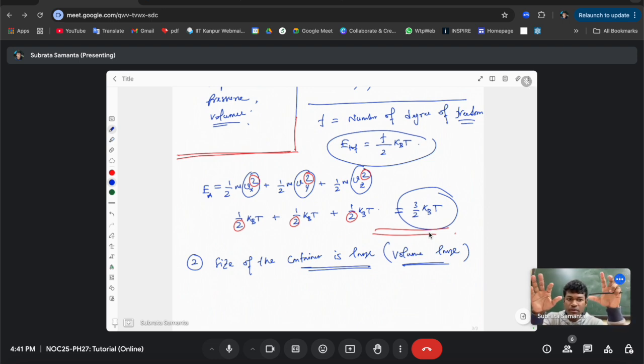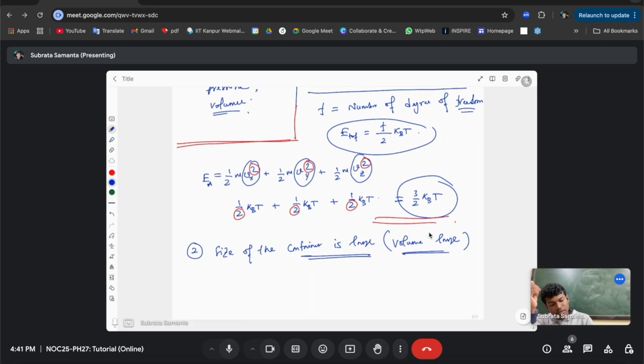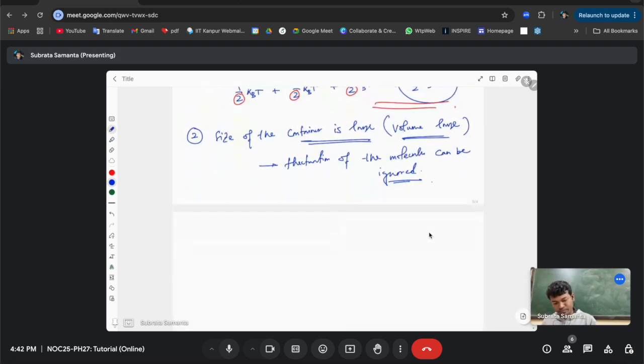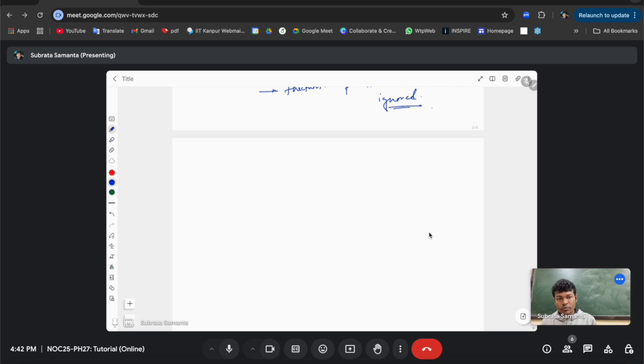We don't care, because if you contain N particles in a very large volume, and some particle fluctuates, you can totally ignore it. So the fluctuations of the molecules can be ignored. So now, with these assumptions, what is the distribution?